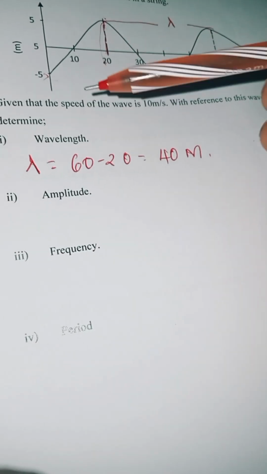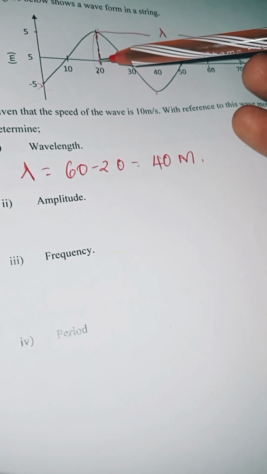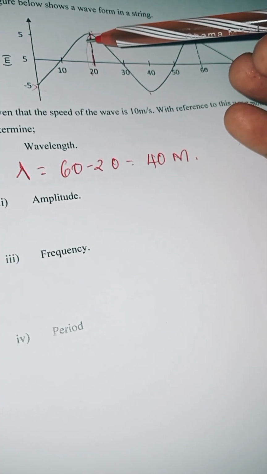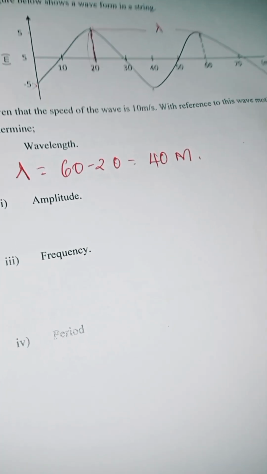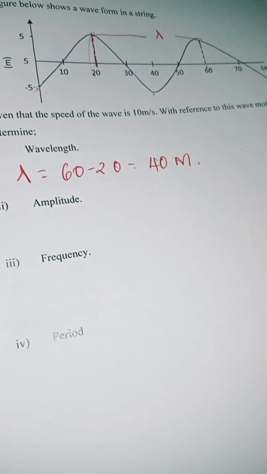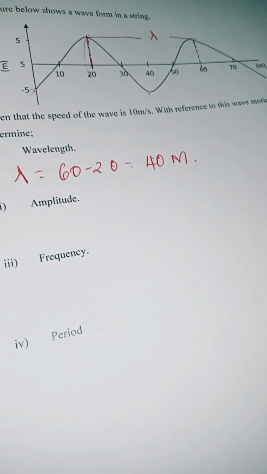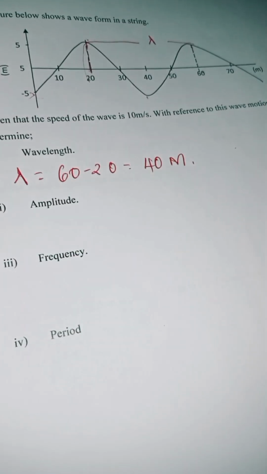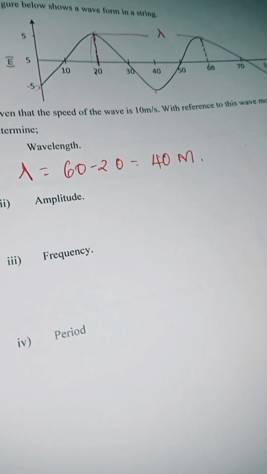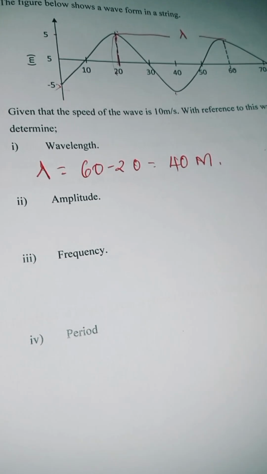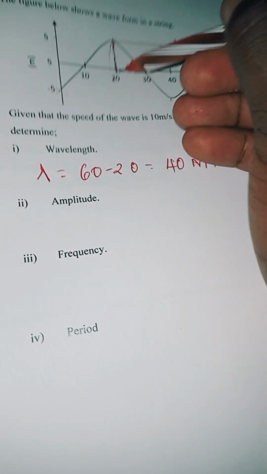The second question, they have told you to find the amplitude. As you can see, the amplitude here is the maximum displacement of a particle from a mean position. And remember, there's a difference between displacement and distance, whereby displacement is a vector quantity, while distance is a scalar quantity, because displacement has a magnitude and direction, but distance has only magnitude. Now here amplitude should be 5.